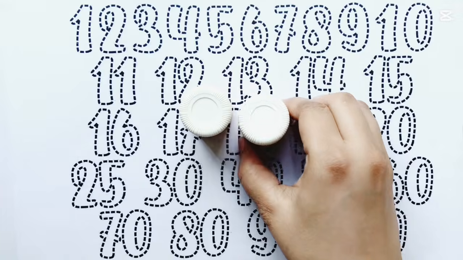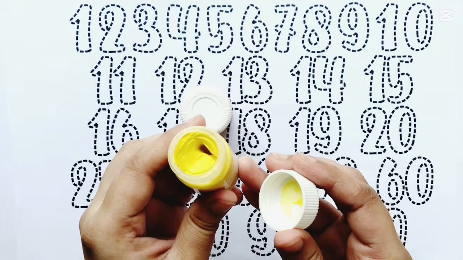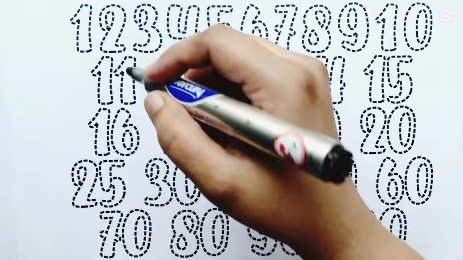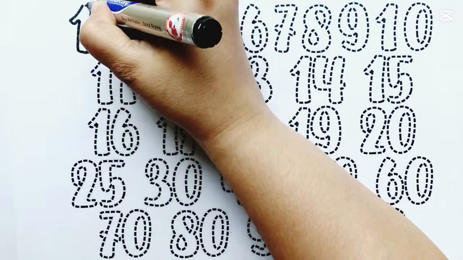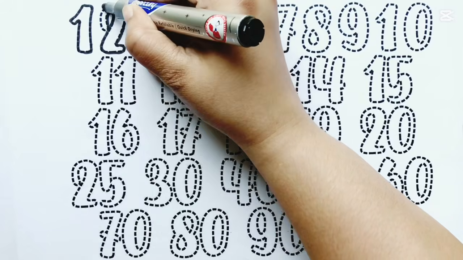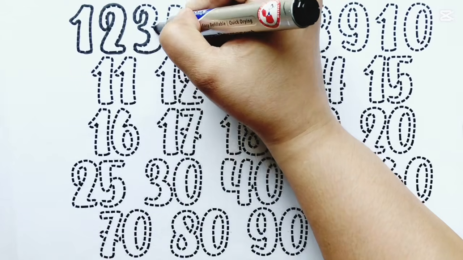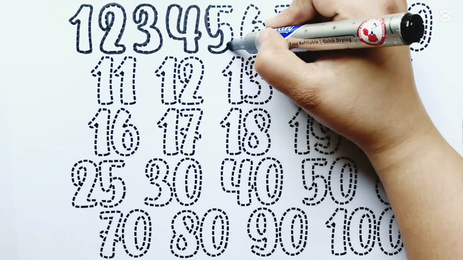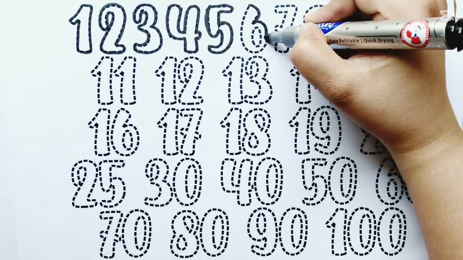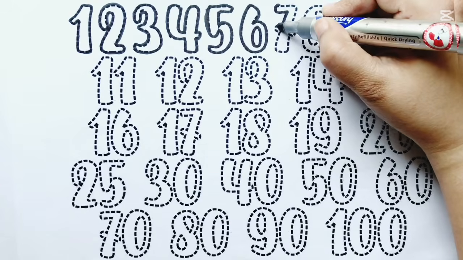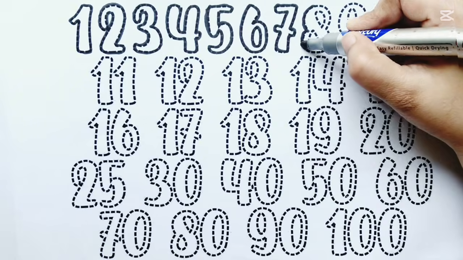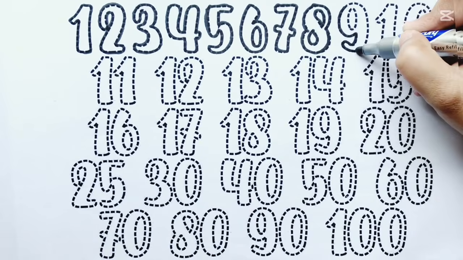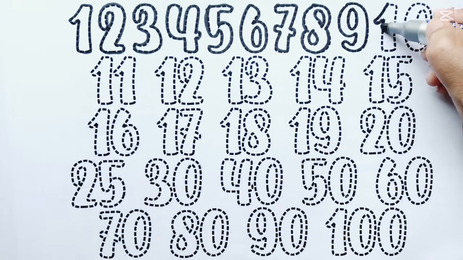Black color. Yellow color. Red color. I learned number 1, 2, 3, 4, 5, 6, 7, 8, 9, and 10.